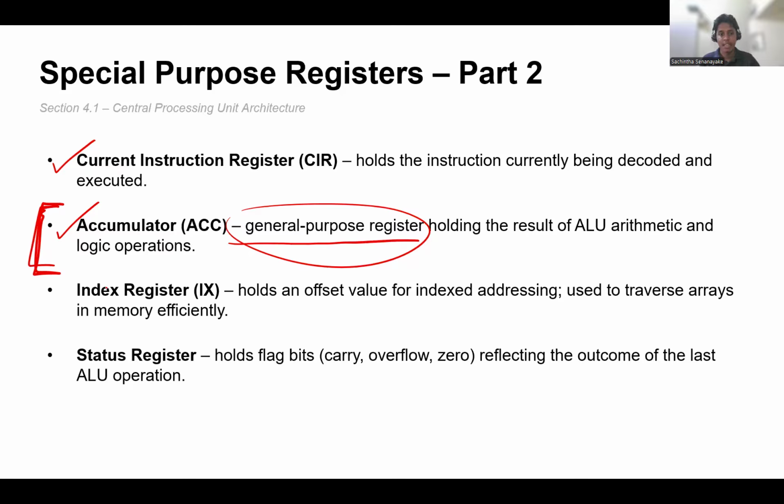Then we'll look at the index register, which is used to hold offset values used in indexed addressing, which is used for array traversals in memory. And then we have status registers, which are used to hold bits of flags that reflect the outcome of the last ALU operation. So imagine after the previous ALU operation, there was an addition operation and the result led to an overflow error. Then the status register would hold a flag corresponding to an overflow error. Likewise, if there are errors corresponding to ALU operations, those error flags would be stored in the status register.